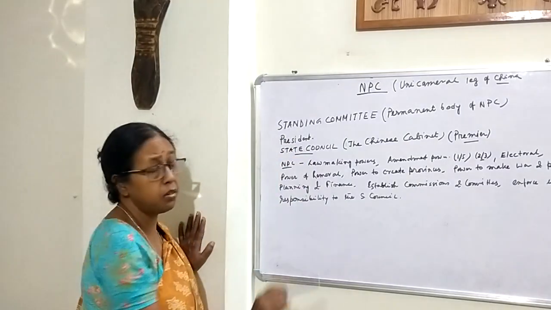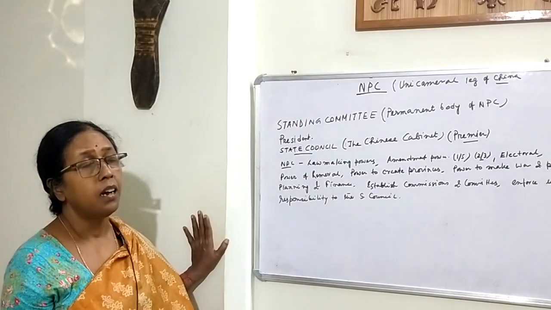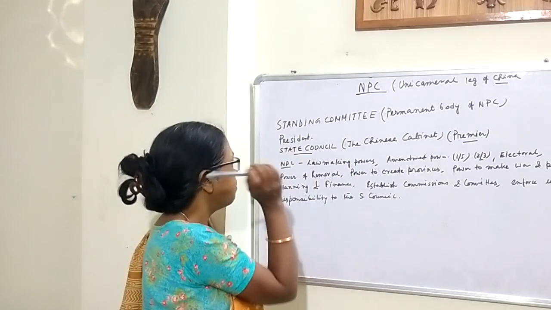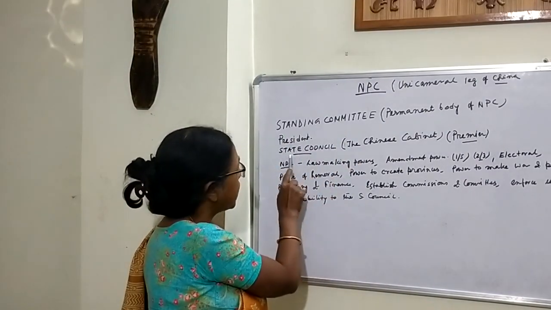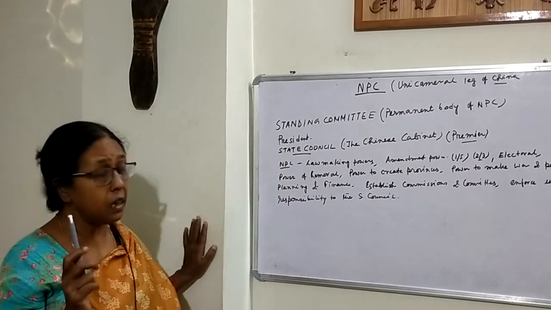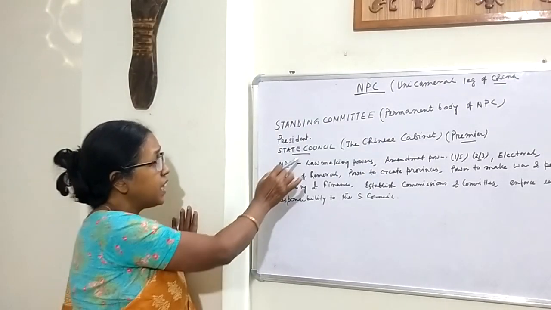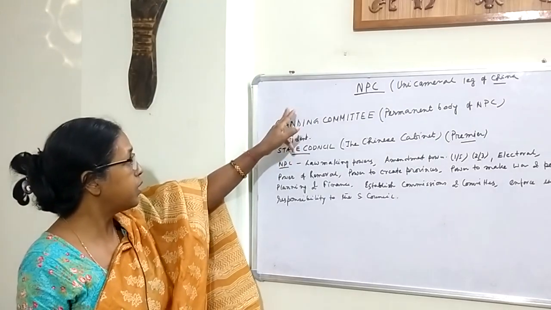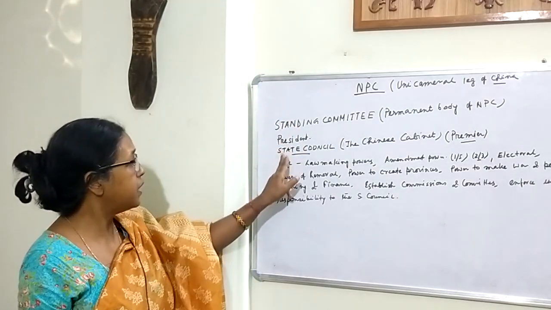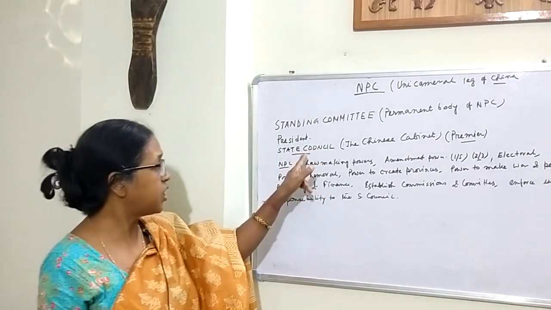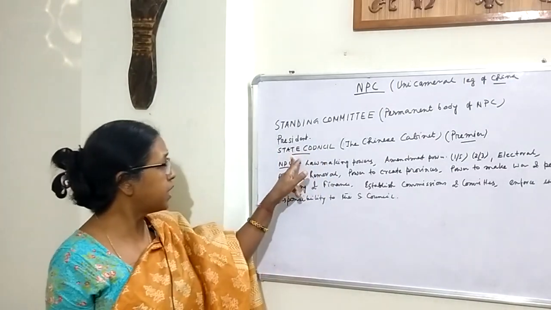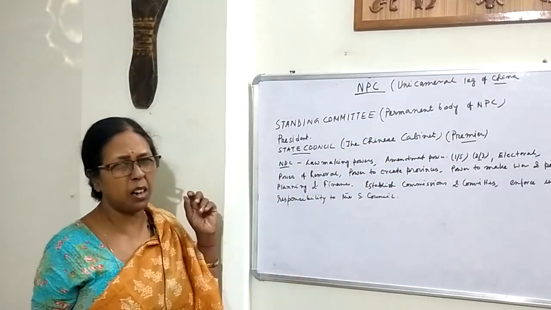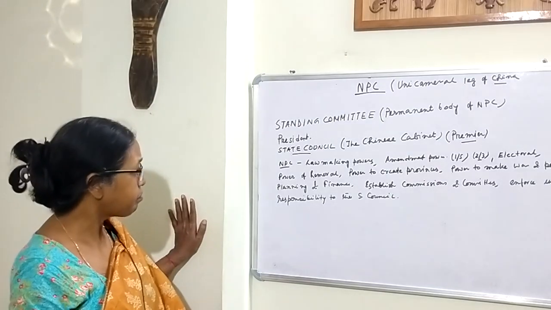Then another important post in China is the president, but you remember that the president is the nominal head of the state and nominal executive. Then there is the cabinet, which is known as the state council. You remember one thing, that this one is the standing committee, the miniature NPC, and this one is the state council. That means it is the Chinese cabinet, and the head of the state council is known as the premier. The premier is like our prime minister or the British prime minister.